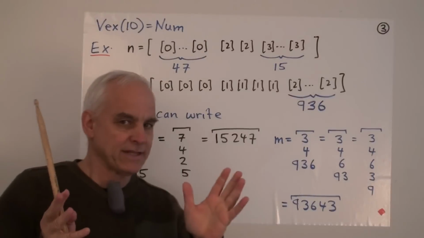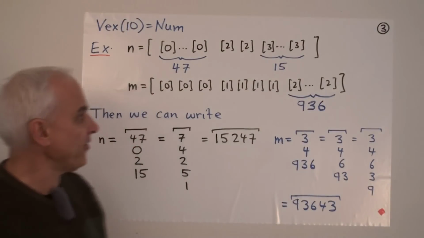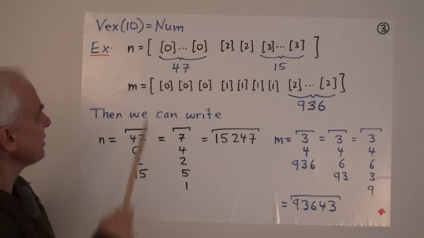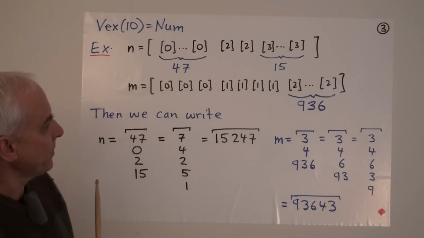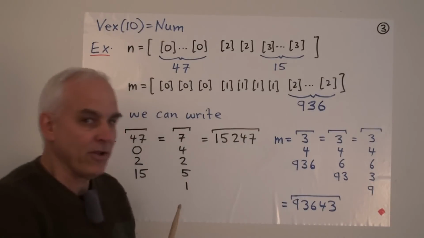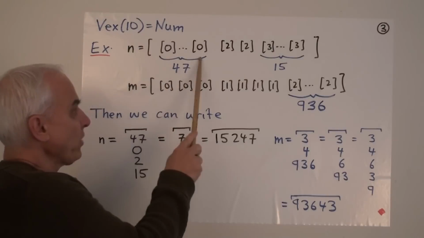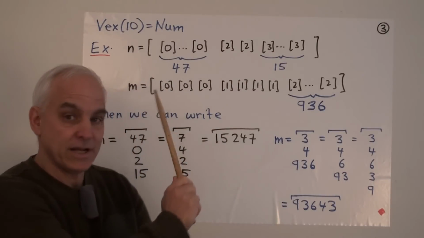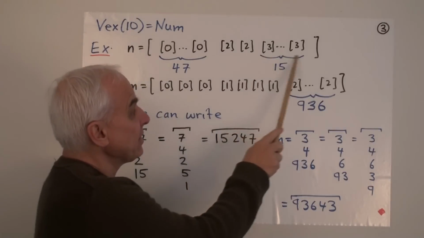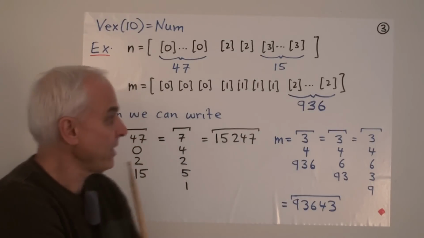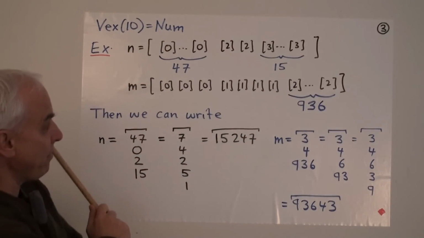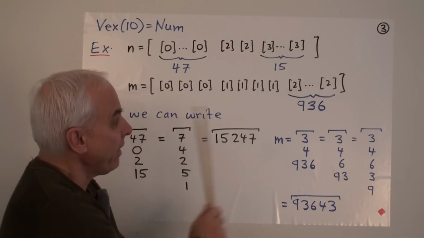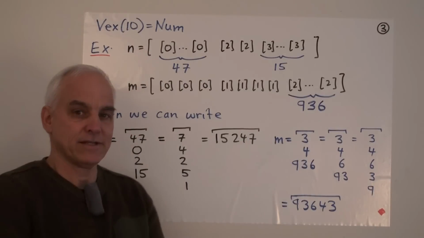All right, so let's have a look at some bigger numbers in this light. So we're still working in our base 10 vexil framework. And let's look at this one, which we'll call n. And it's an m set of singletons. And we'll suppose that there are actually 47 of these zero singletons, 2 singletons of 2 and 15 singletons of 3. And let's consider also another one called m, which has 3 singletons of 0, 4 singletons of 1, and 936 singleton 2s.